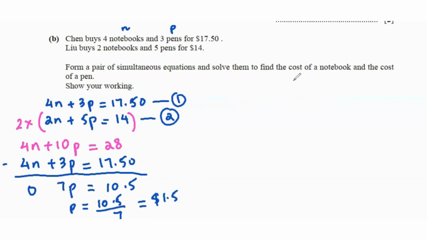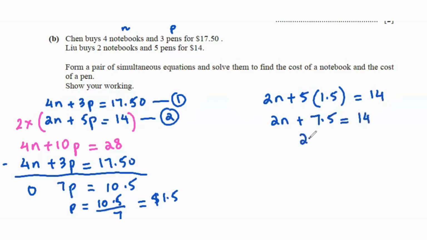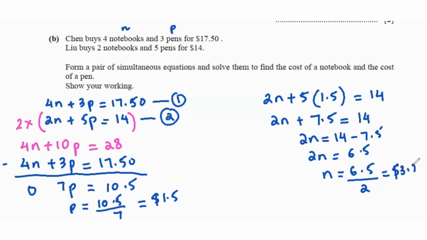To find the cost of a notebook, I substituted the value of p in equation 2, which is 2n plus 5 times 1.5, which is 2n plus 7.5 equals 14. 2n equals 14 minus 7.5, which is basically equal to 6.5. And n is going to be 6.5 divided by 2. And that gives us $3.25. That is your cost of a notebook.